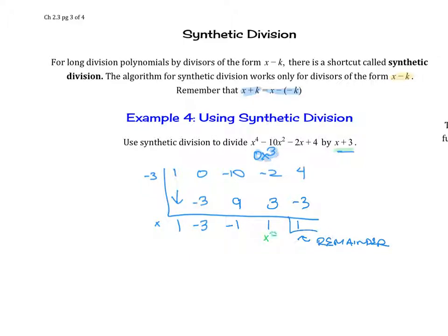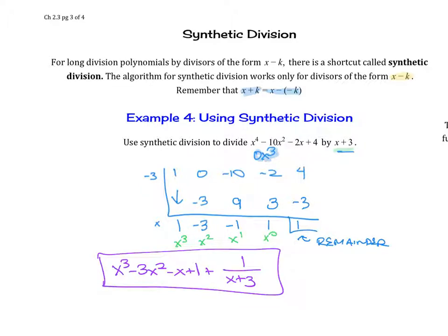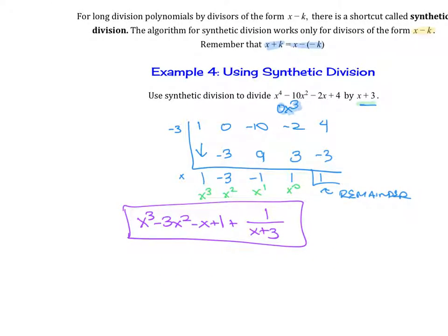Then this is x to the 0, x to the first, x squared, and x cubed. So in order to write this, we're going to write the answer. Our quotient is going to be x cubed minus 3x squared minus x plus 1, plus a remainder of 1 over x plus 3. Then, of course, we could do a check by multiplying it back together.